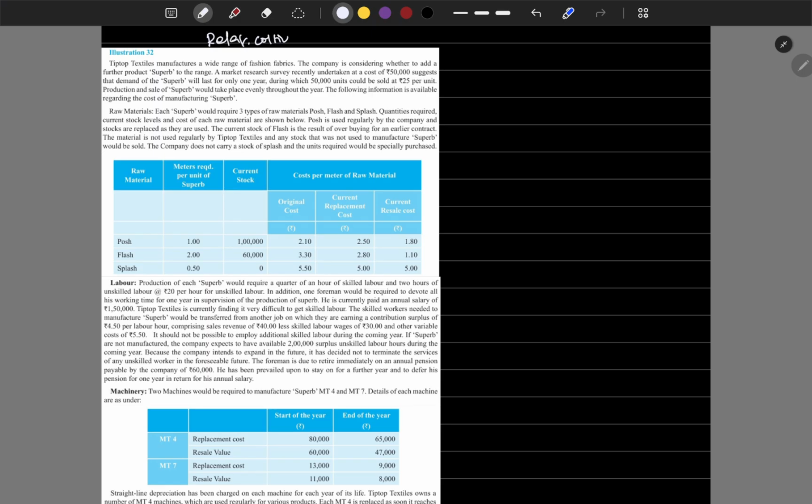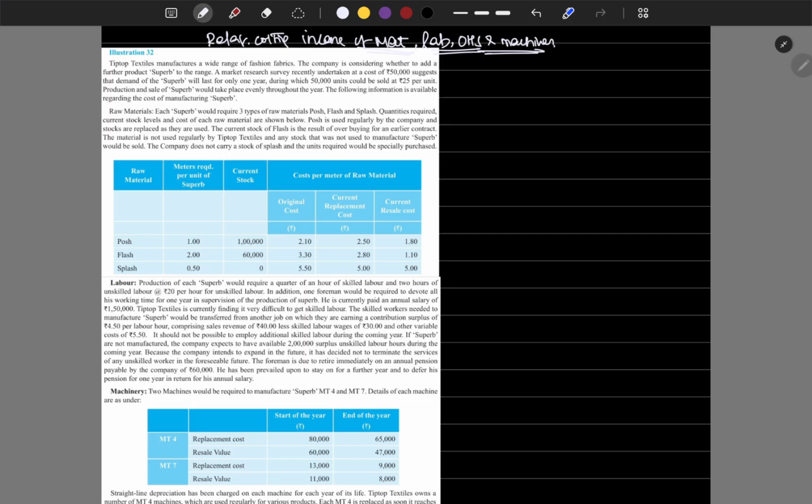Relevant costing in case of material, labor, overheads, and machines also we are including in this problem. Yesterday we discussed three of them. Today we have included this. So this is kind of a comprehensive sum that can be asked for 14 marks in the CMA final SCM paper, right?